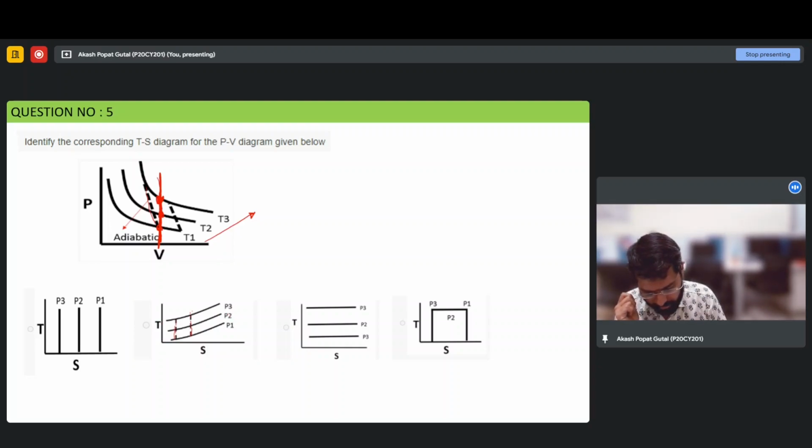So the graph should be like this. We can associate that P3 is higher and P1 is lower, as we know that P is directly proportional to T. And what about the entropy, as P3 is increasing?